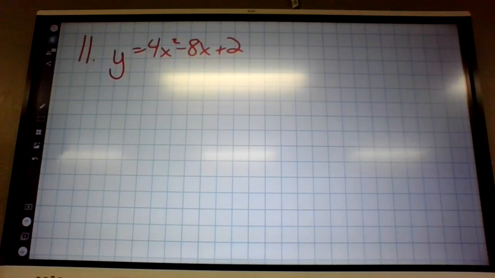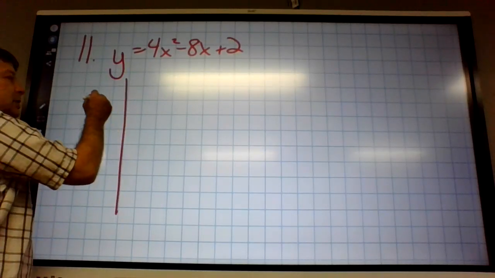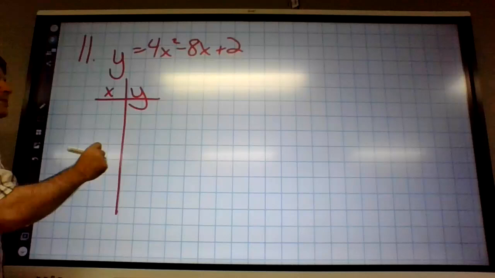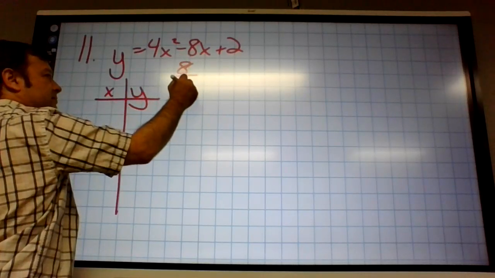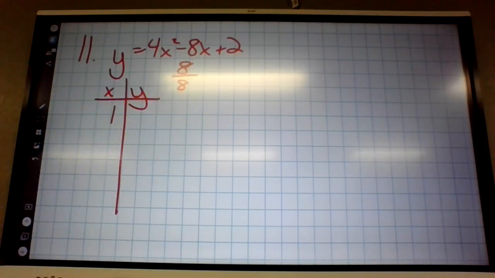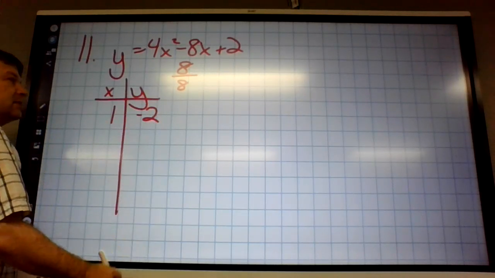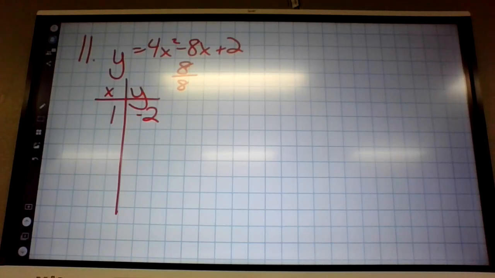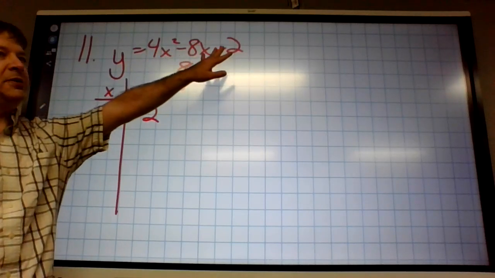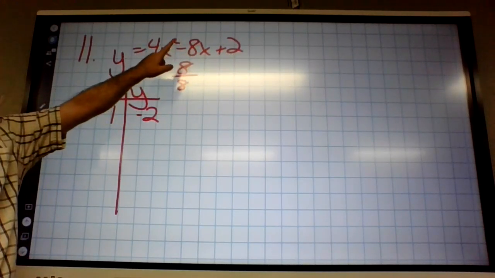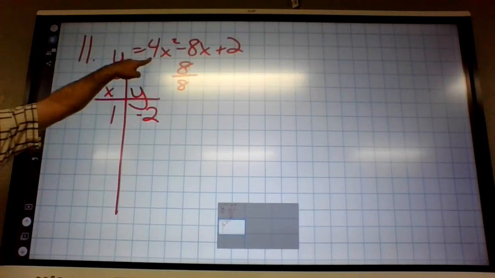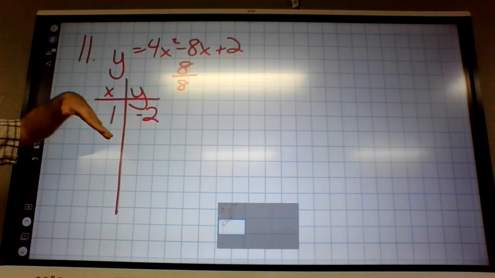Shelby, how do I find the vertex on this one? Where will it be? So it's a 1 again. So it's 4 minus 8 is negative 4 plus 2 is negative 2. This one's going to be quite different than the others. By looking at this, do you guys know what's going to be different about this graph? It's going to be very tall. If we're starting at negative 2, it's going to go way up there.